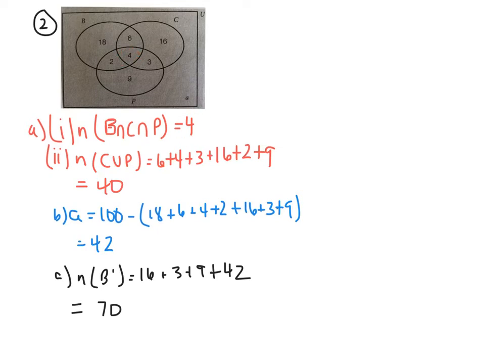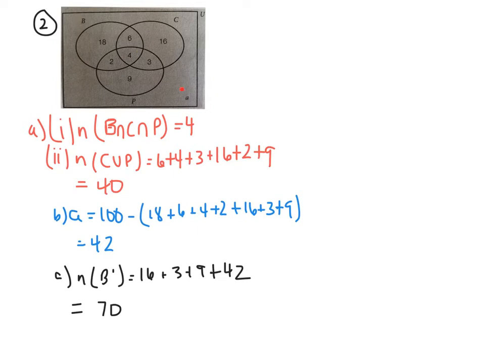A-double-I, they want to know the people who are in C union P, so the people who are taking either chemistry or physics or both. So that's anybody who's in the chemistry circle and anybody who's in the physics circle. So you'd add up all of these, so 6 plus 4 plus 3 plus 16 plus 2 plus 9, and you end up with 40 people are taking either chemistry or physics or both.